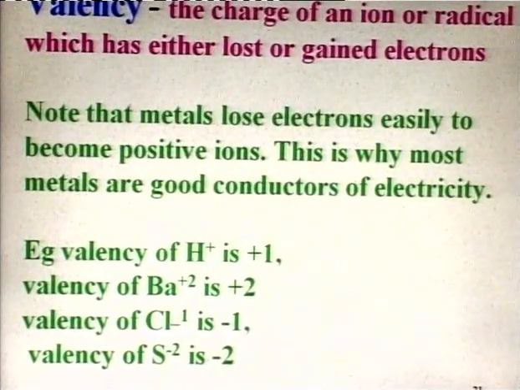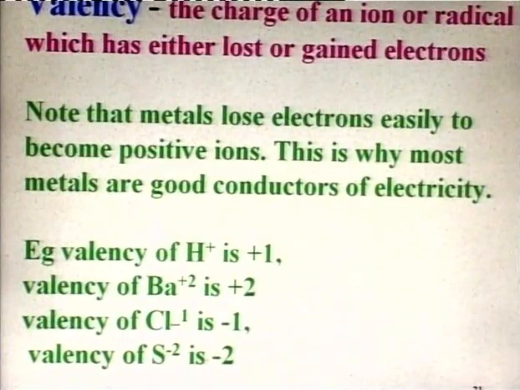Hydrogen has a positive charge, which means it has lost one electron. So, its valency is +1, and the valency of Ba2+ is +2, which means it has lost 2 electrons. So, the loss of electrons gives a positive charge to the atoms, and these are called cations.